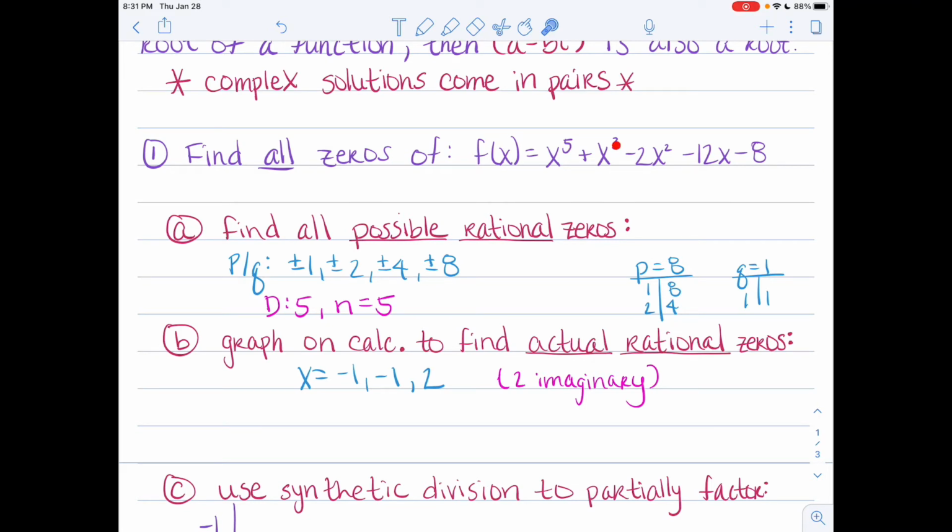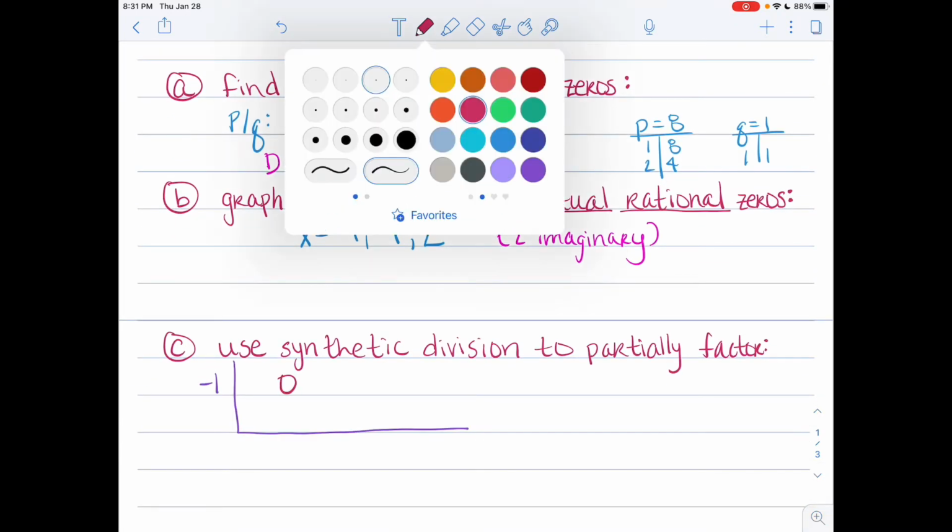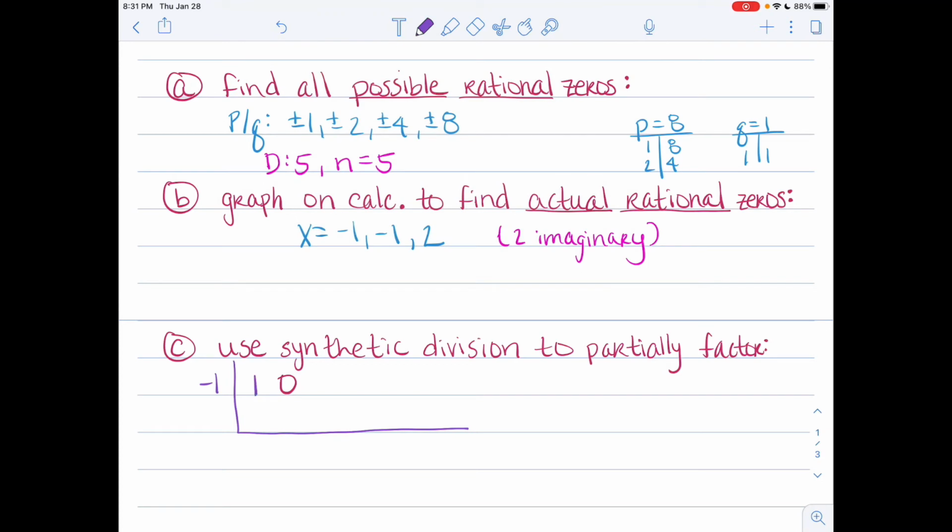So I don't have an x to the 4th term. I do have a squared and a 1 and a 0. So I'm going to need to insert a plus 0x to the 4th power. So let's do that and then finish off the rest. I have a 1 in front of that, and then 1, -2, -12, and -8. We're going to do synthetic division here. Why don't you pause the video and then come back and check your work.